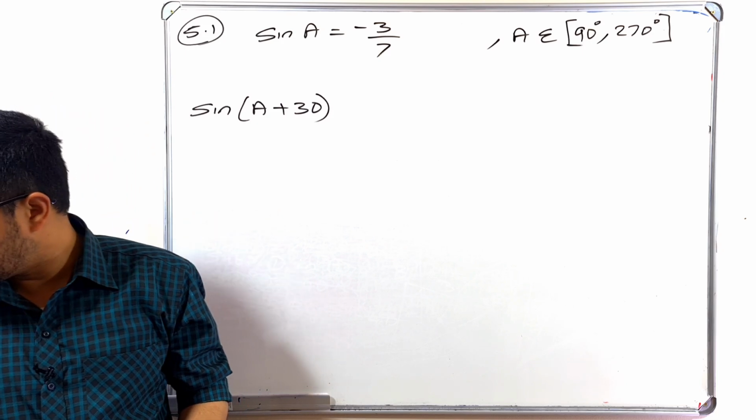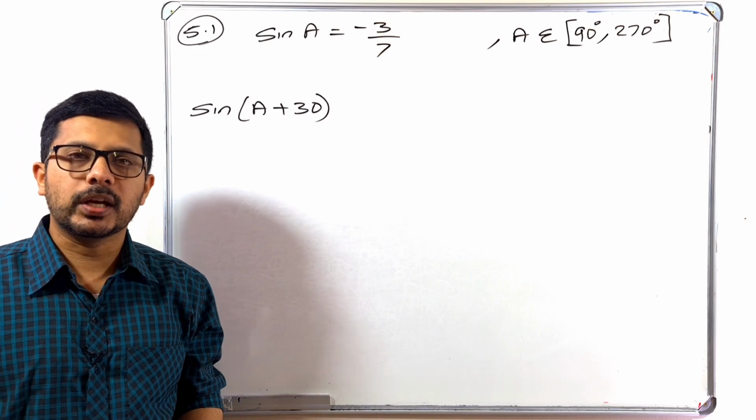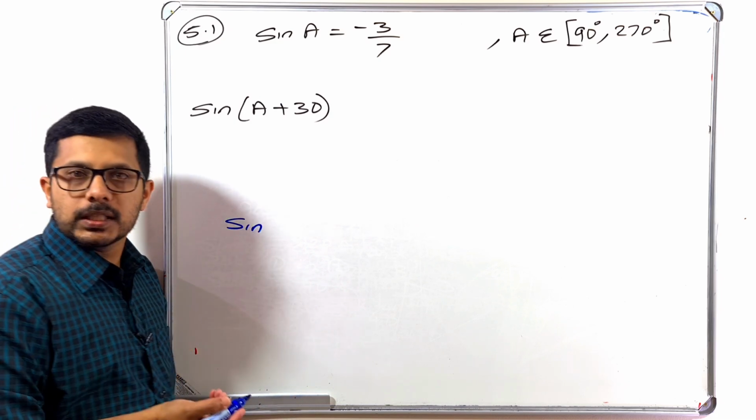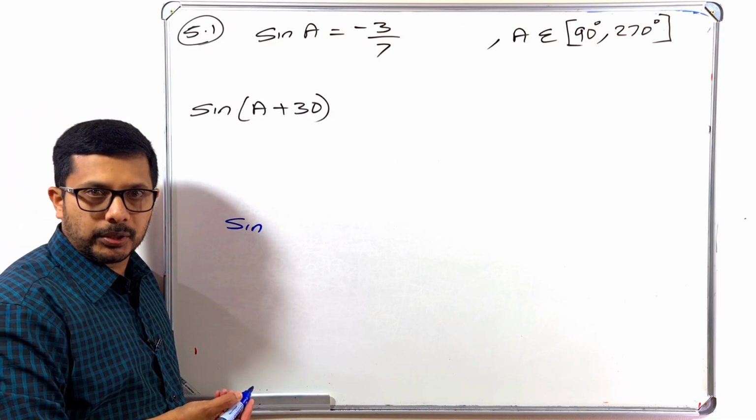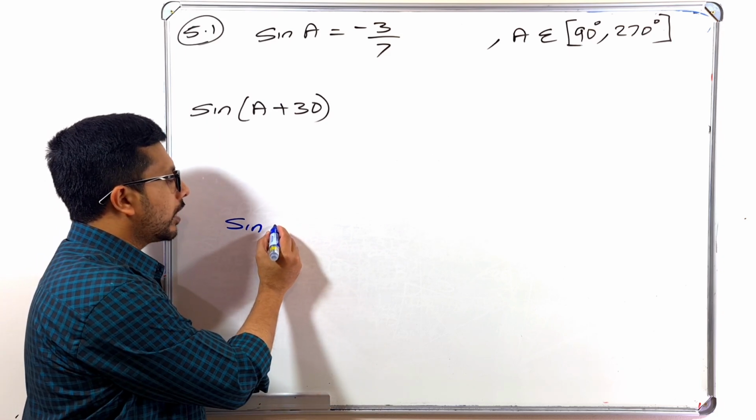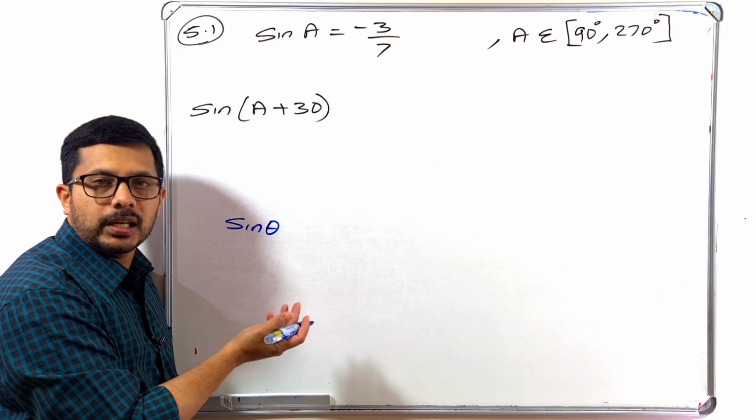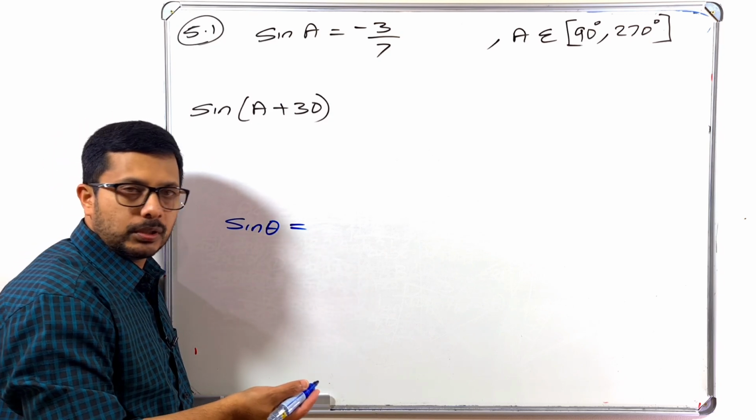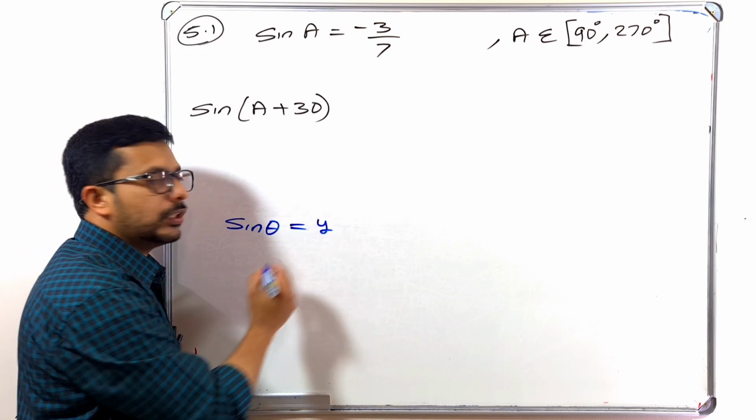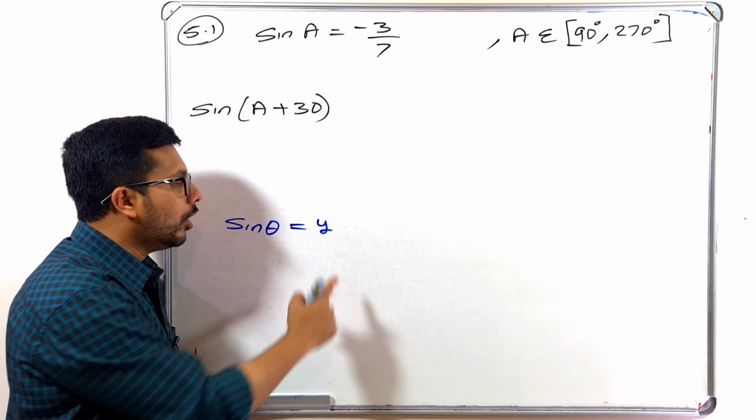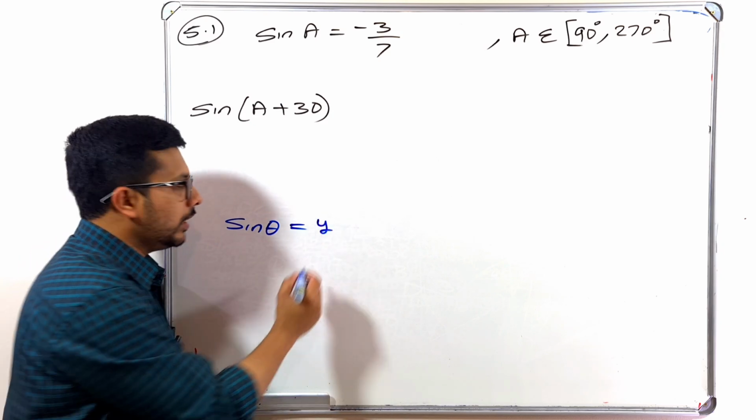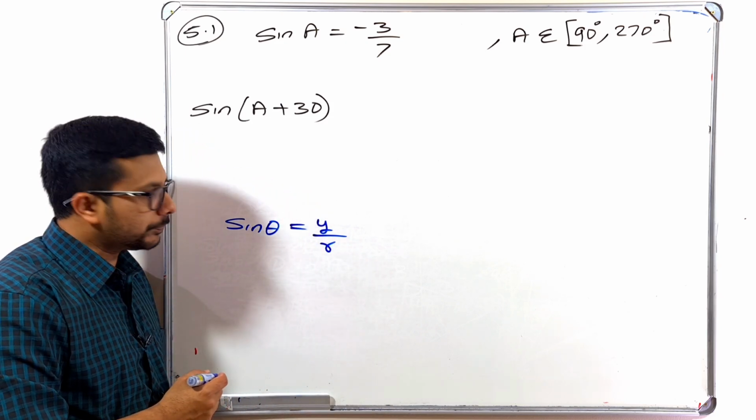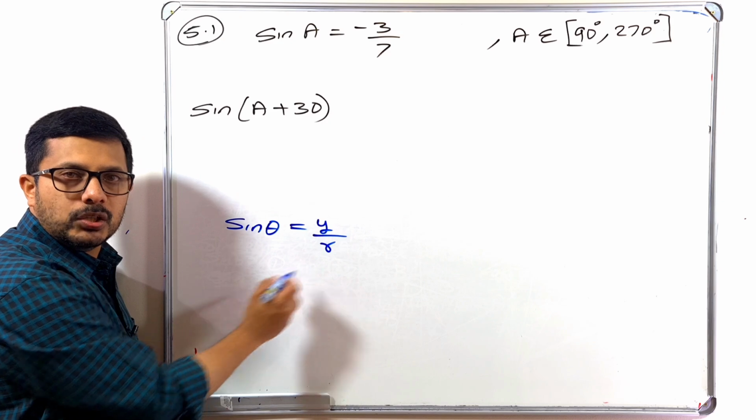What is the definition of sine in terms of x, y and r? Sine means opposite side by hypotenuse. For an angle theta, sine theta is opposite side by hypotenuse. The opposite side we represent with y, you have to remember that, and the hypotenuse we represent with r. So sine theta is y over r.